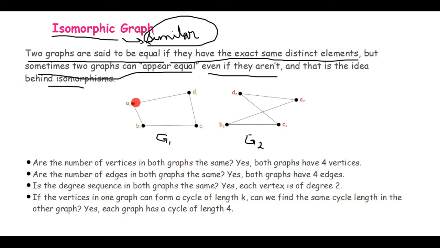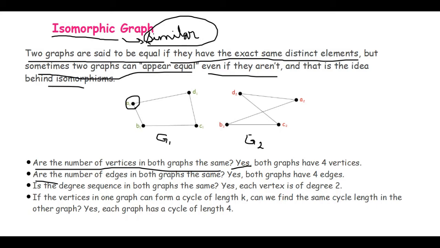In G1, A is connecting to B as well as to D. Even in G2, A2 is connecting to B2 as well as to D2. So, how do you identify these similar graphs? Here are the points that I have listed. Is the number of vertices in both the graphs the same? Here we have four vertices A, B, C, D, and here also we have four vertices A, B, C, D. So yes, both the graphs have four vertices.